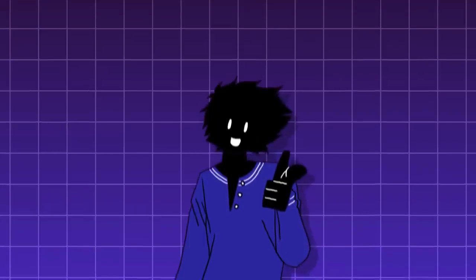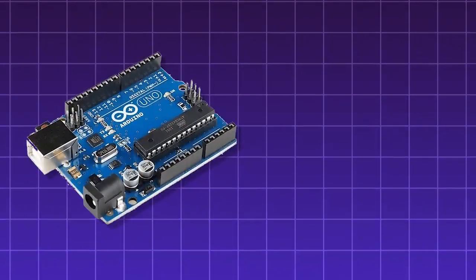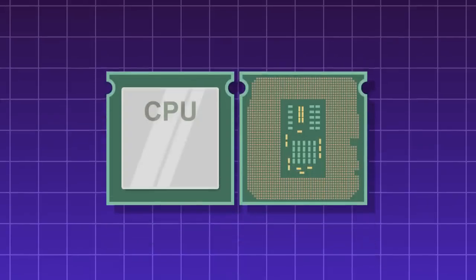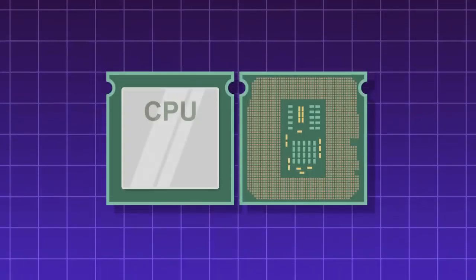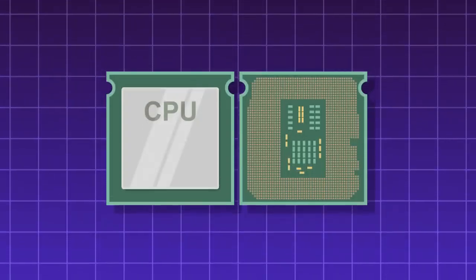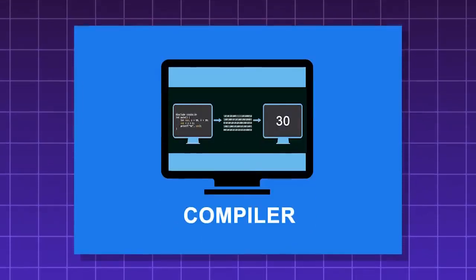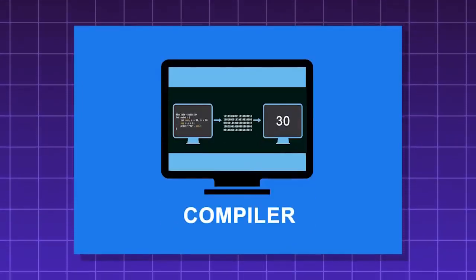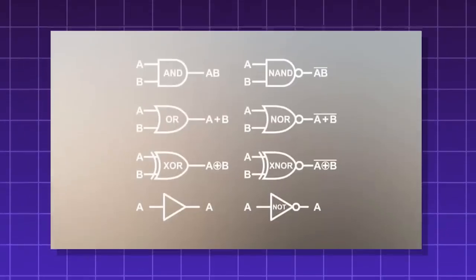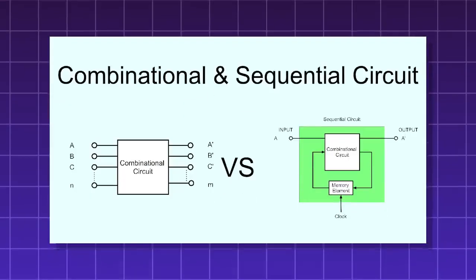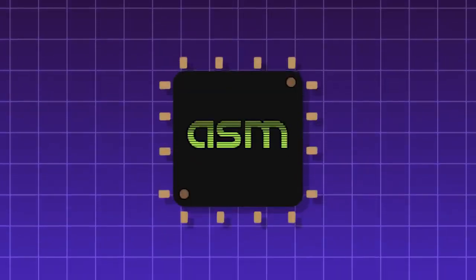Computer architecture, a course that bridges the gap between hardware and software. In this course, you learn how a CPU processes instructions, memory input-output, and learn how high-level code translates into machine language. It also goes into Boolean algebra and logic gates, combinational versus sequential circuits. You'll also learn how to write with the assembly language.